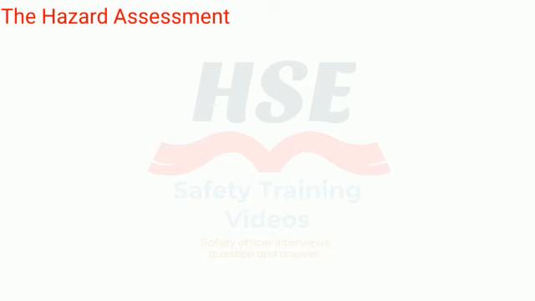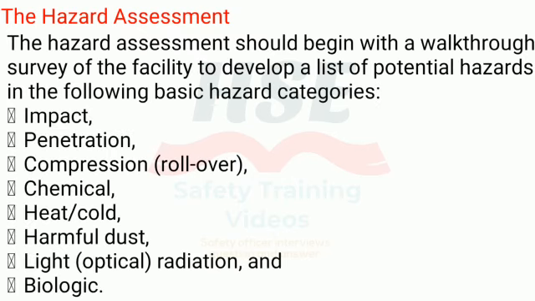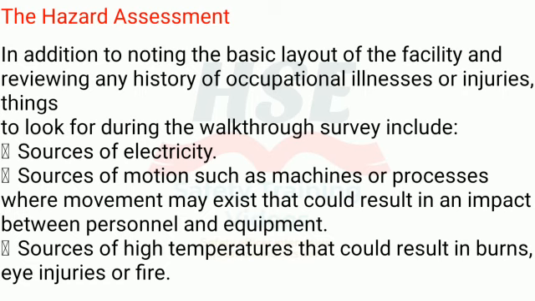The hazard assessment. The hazard assessment should begin with a walkthrough survey of the facility to develop a list of potential hazards in the following basic hazard categories: impact, penetration, compression, rollover, chemical, heat, cold, harmful dust, light, optical, radiation, and biologic.